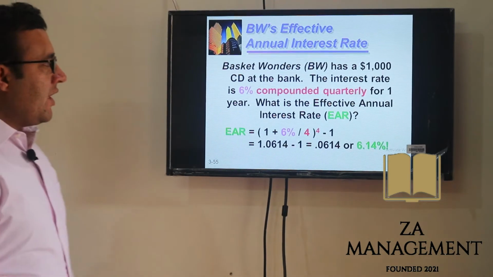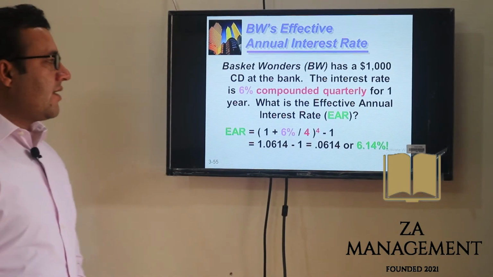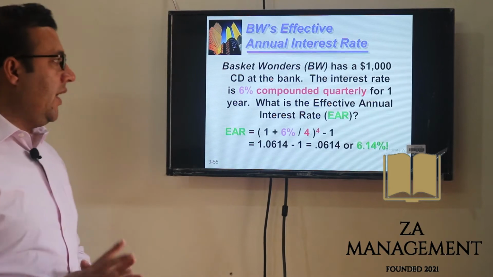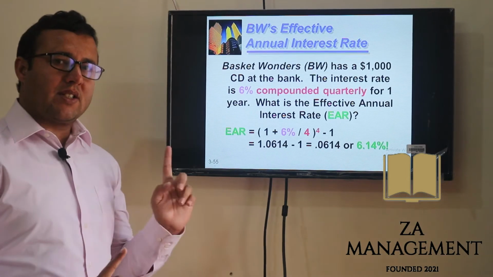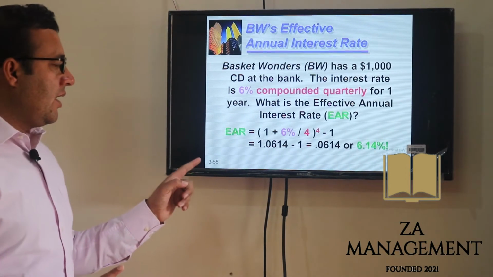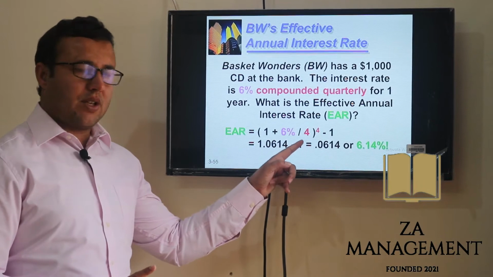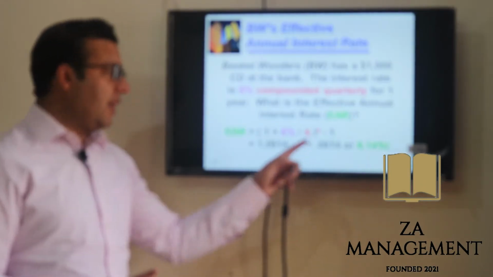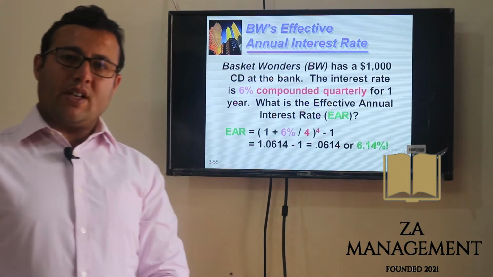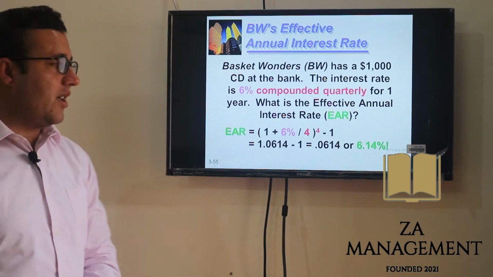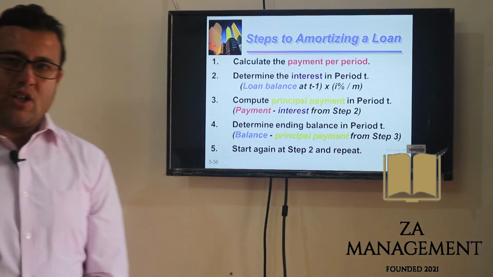Here is an example. Basket Wonder has $1,000 currently deposited at a bank. The interest rate is 6% compounded quarterly for 1 year. What is the effective annual interest rate in this case? Remember, the stated interest rate is 6%. So we can calculate the effective interest rate as (1 + 6%/4) to the power 4, minus 1. Computing this, the value will be 6.14%. So our stated or nominal rate was 6%, but the effective rate was a bit higher, 6.14%. Now we will proceed towards amortization.